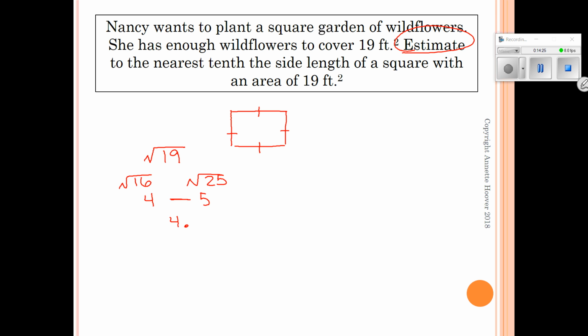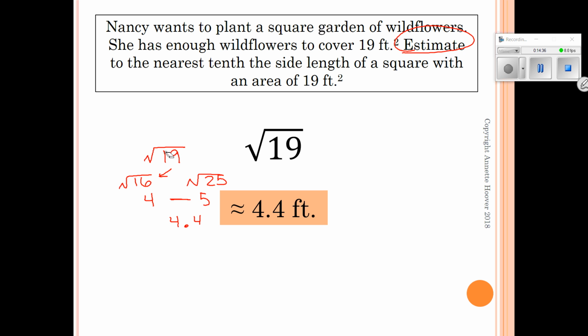19 is a little bit closer to 16 than it is to 25. So I might estimate somewhere around 4 and 4/10. Just try to get close. If you miss it by a tenth, you could check with your calculator after you practiced estimating, but that just gets you close. And this symbol right here means approximately. That means it's been rounded. It's getting close.